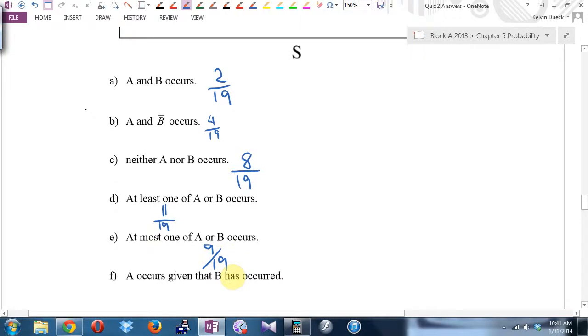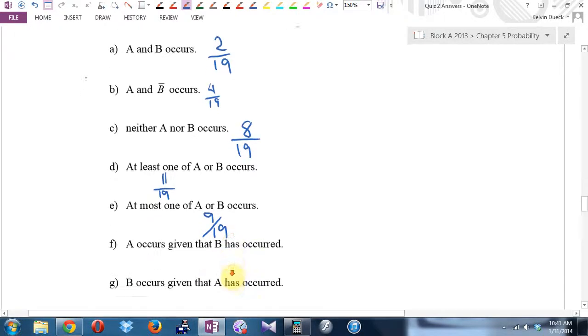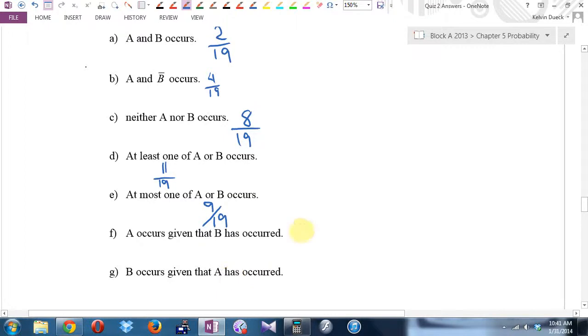F says A occurs. What's the word after the word occurs, Roy? Given. Conditional. Okay, so that's going to look like this. Given B, find A, which is going to be A and B over the given one, B. I already did A and B right there.